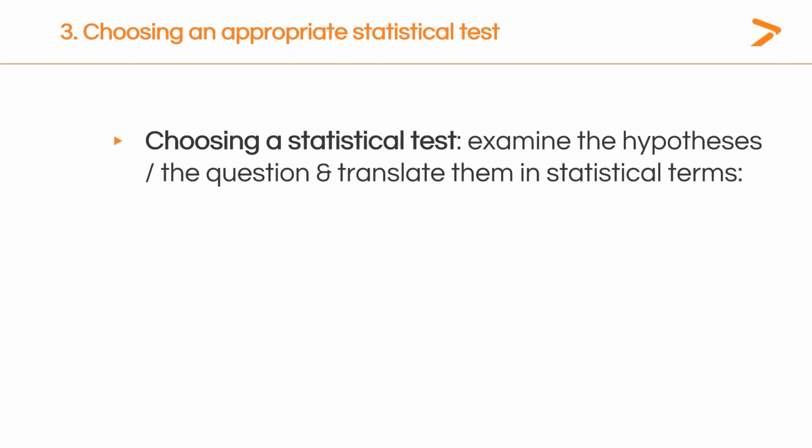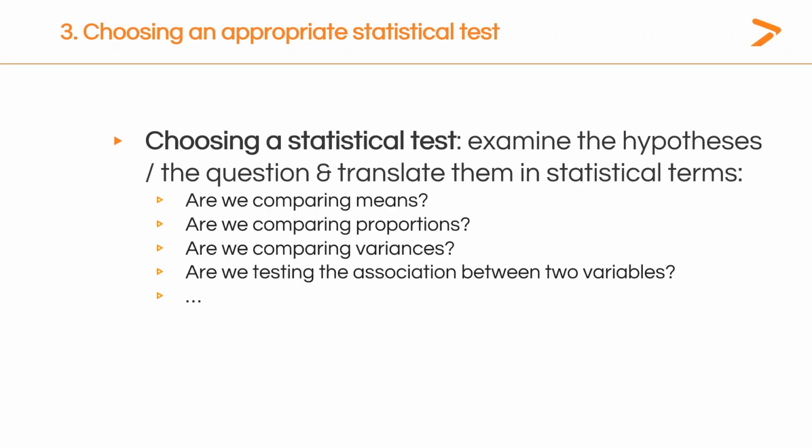So now that we've written the question, the hypothesis, we need to choose a statistical test, an appropriate test. If you go and explore the different statistical testing menus in XLSTAT, you will notice that there are many. So which one should you be using? You can examine the hypothesis and the question and try to translate them in terms of statistical terms. Are we comparing means? Are we comparing proportions? Are we comparing variances? Are we testing the association between two variables? I think you all agree with me that we are comparing means, and we are comparing two means.